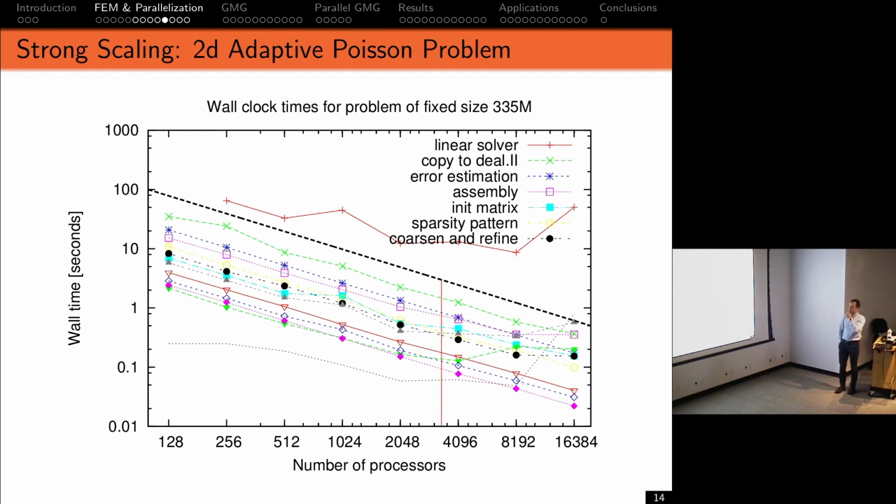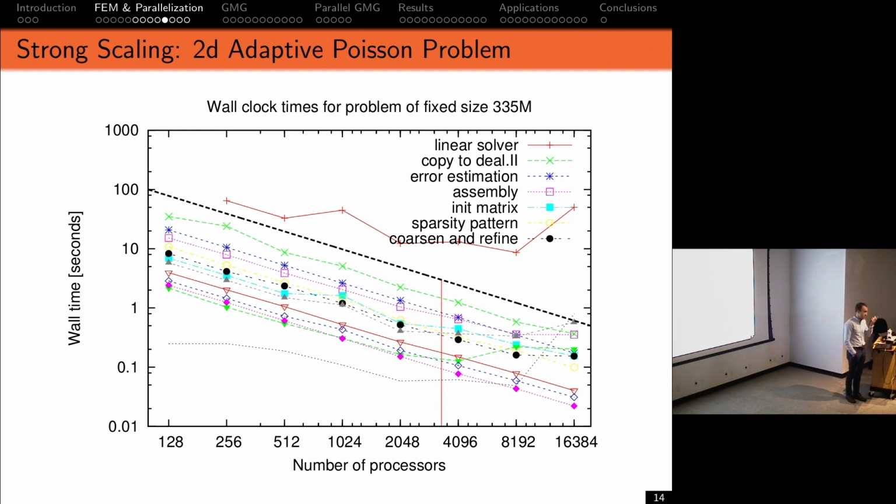On the y-axis is the wall time, and you see the nice scaling of all the operations that I'm not even going to explain to you. The only thing that looks really terrible is the linear solver. It scales a little bit, but it depends totally on the local distribution. And you can also see that on the very right, you hit the problem that the algebraic multigrid does not scale anymore.